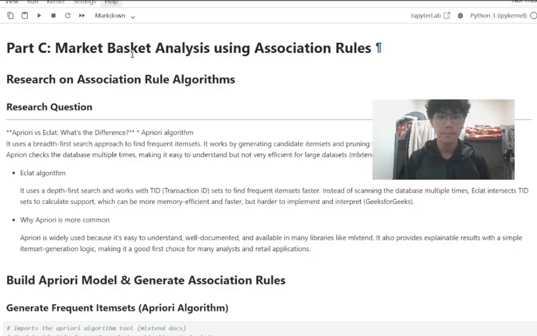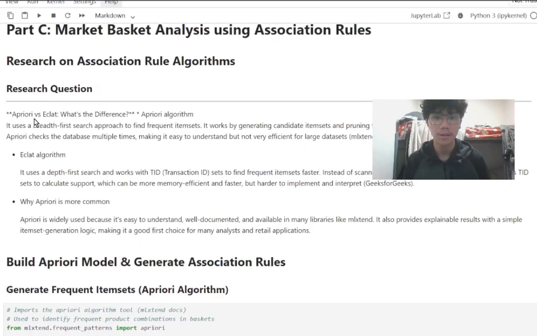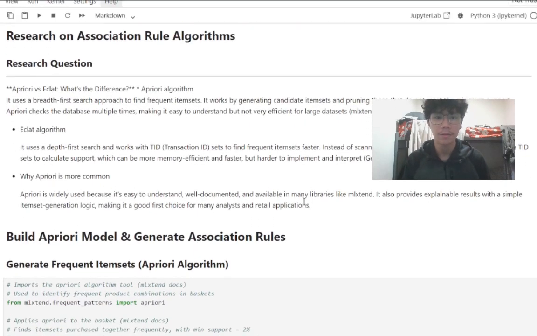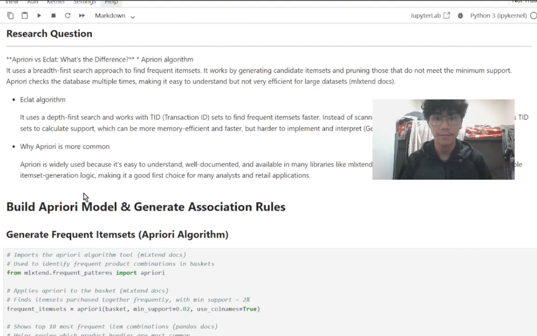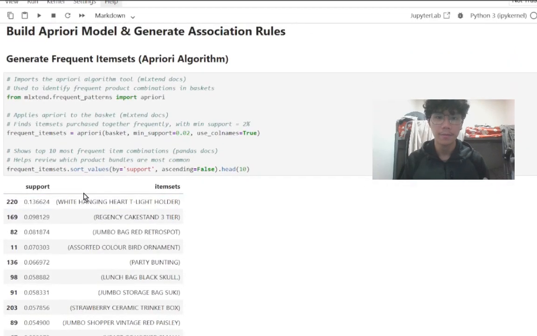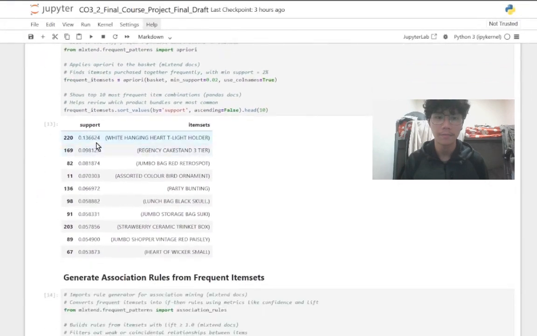So now we are in part C for our market basket analysis, and we have to answer the question, what products are frequently bought together? So we use the Apriori algorithm, which is popular because it's straightforward and effective at generating explainable if-then rules from transaction data. Now, after running Apriori, we generated association rules, which you can see in the table.